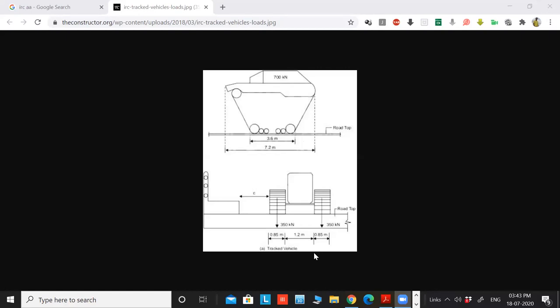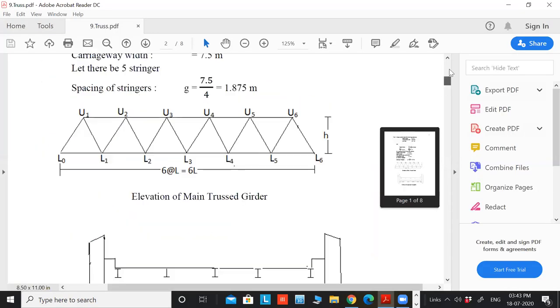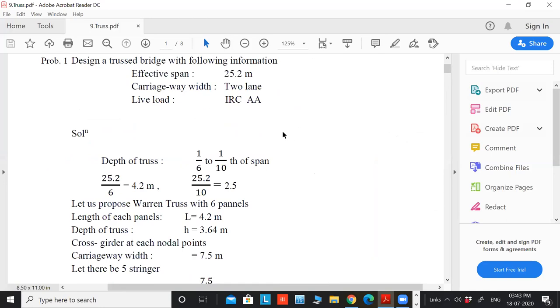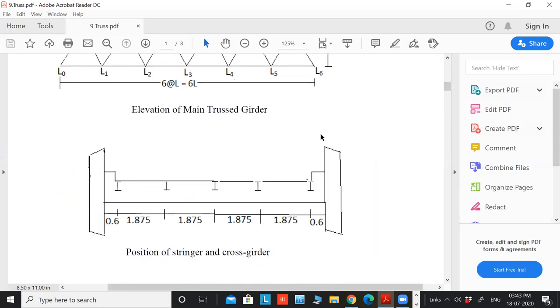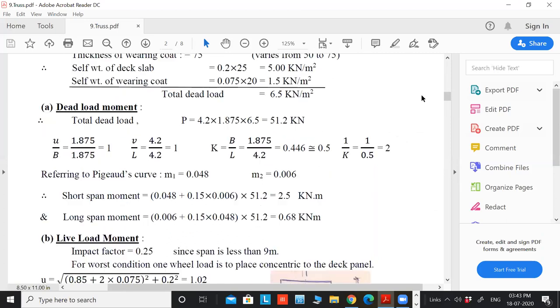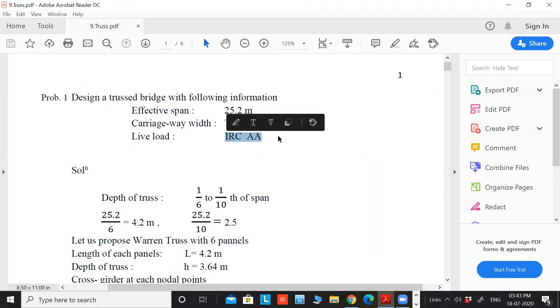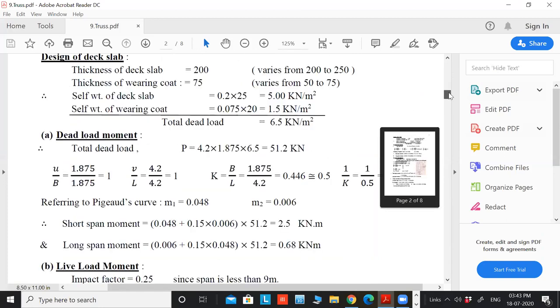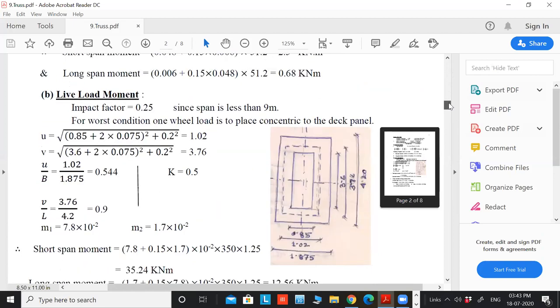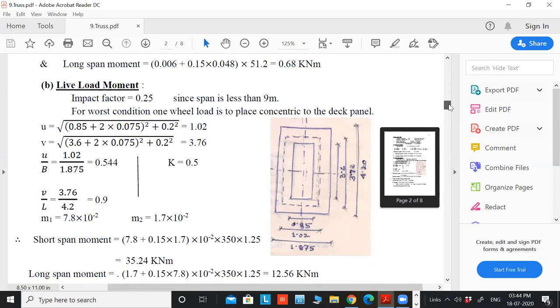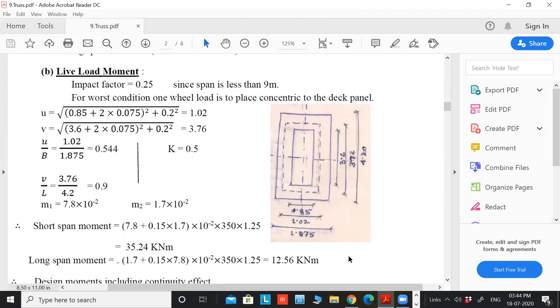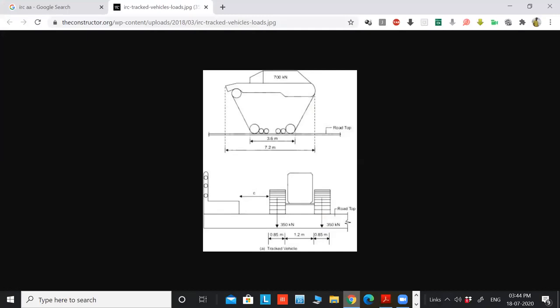Sir, this IRC load, this one is for track, but why are we not using the wheeled one in IRC AA? Because it is not mentioned in the PDF whether it is wheel or track, and in the PDF they have done the track loading. Specifically it is not mentioned there. But if in the question it is said that you have to use track, then you have to use track, or if it is said that you have to use wheel, you have to use wheel. Since it is not mentioned here, you have the option to take either the track loading or the wheel loading. Now, track loading is much easier.